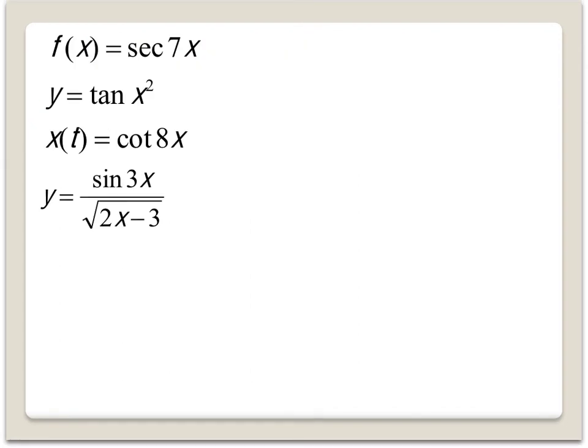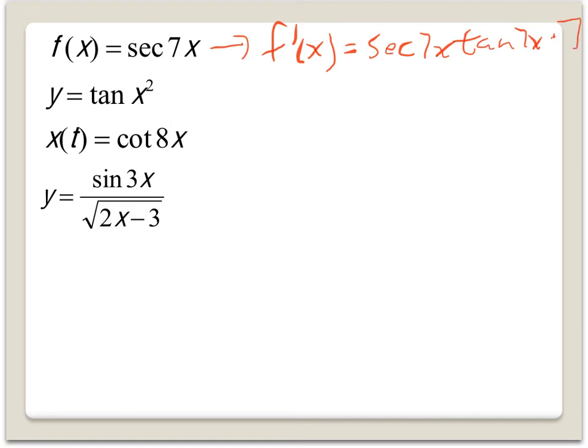So let's practice this derivative with some equations that involve some of these other trig functions. You notice this first one involves secant. Well, if you remember, the derivative of secant x is secant x tangent x. So the derivative of secant 7x would be the same function, secant 7x, tangent 7x. But again, if I follow the chain rule, times the derivative of that inside function, which is 7.